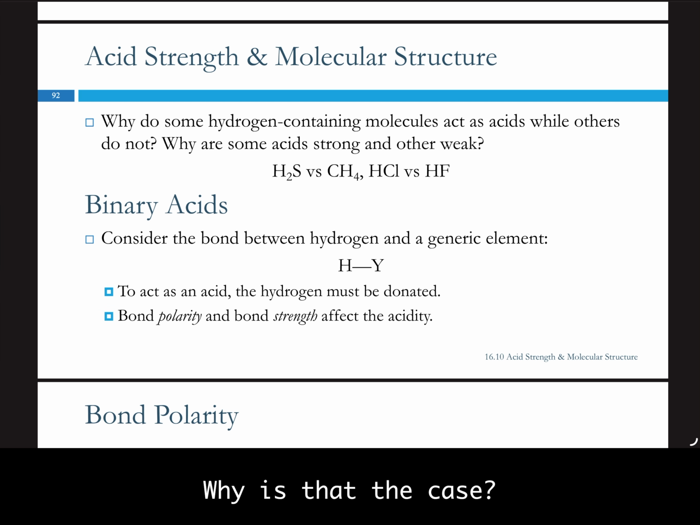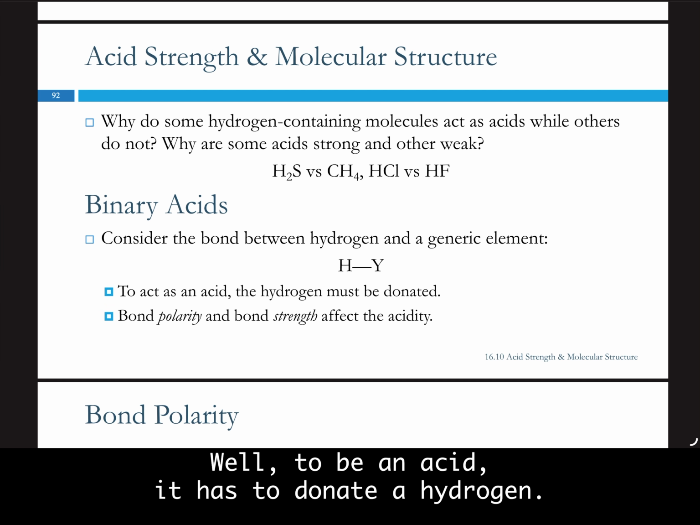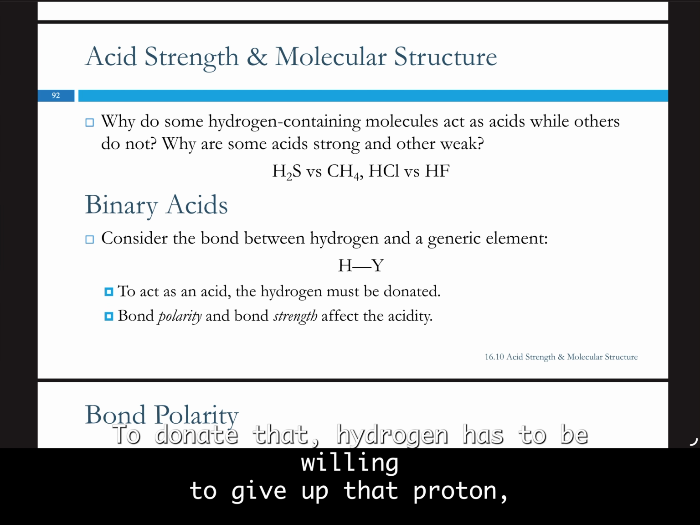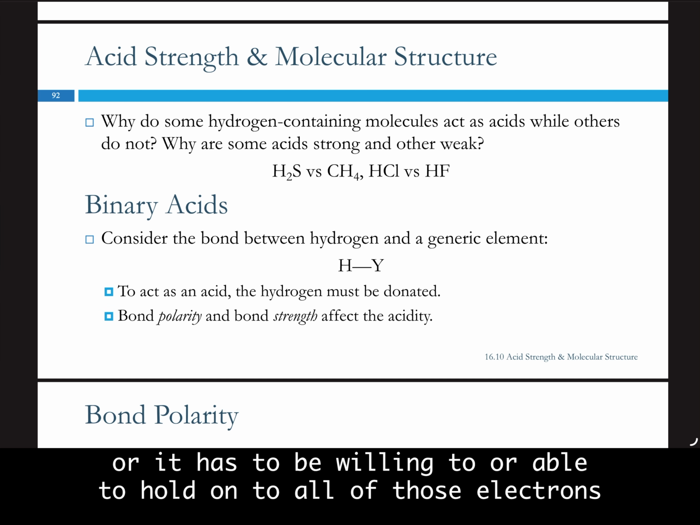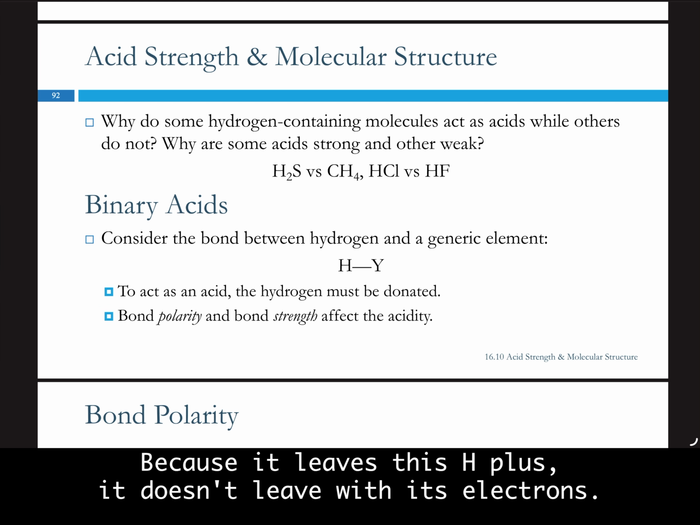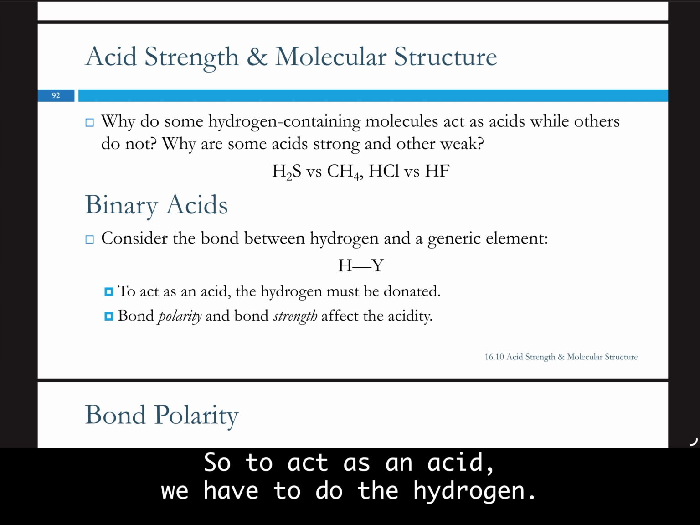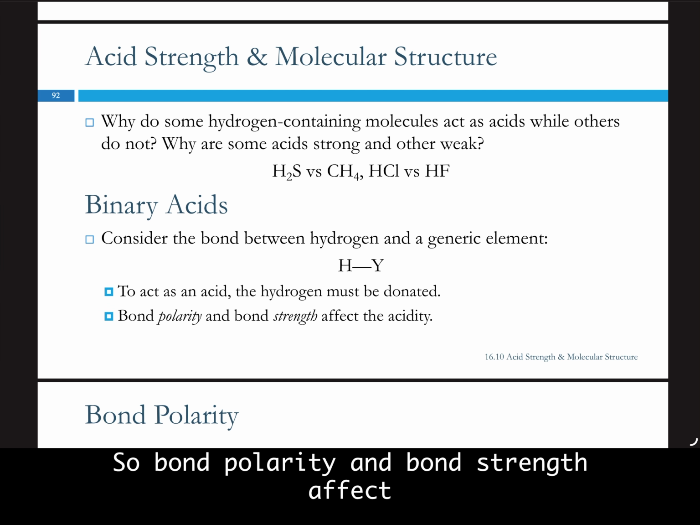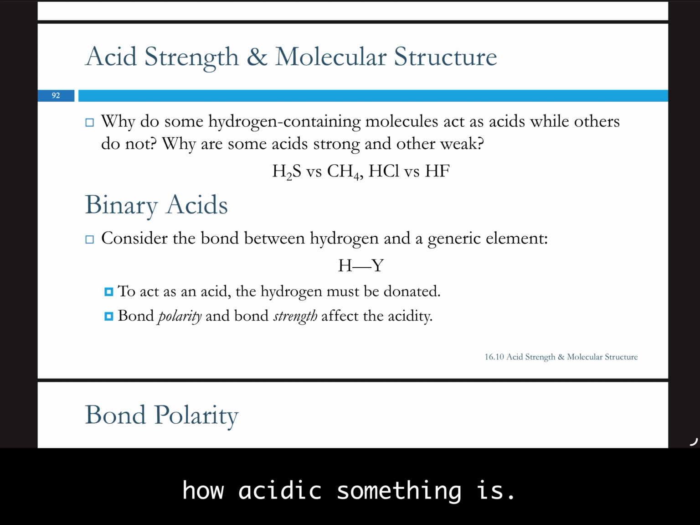Why is that the case? Well, to be an acid, it has to donate a hydrogen. To donate that hydrogen, it has to be willing to give up that proton, and able to hold on to all of those electrons that it takes from hydrogen, right? Because it leaves its H+. It doesn't leave with its electrons. So bond polarity and bond strength affect how acidic something is.